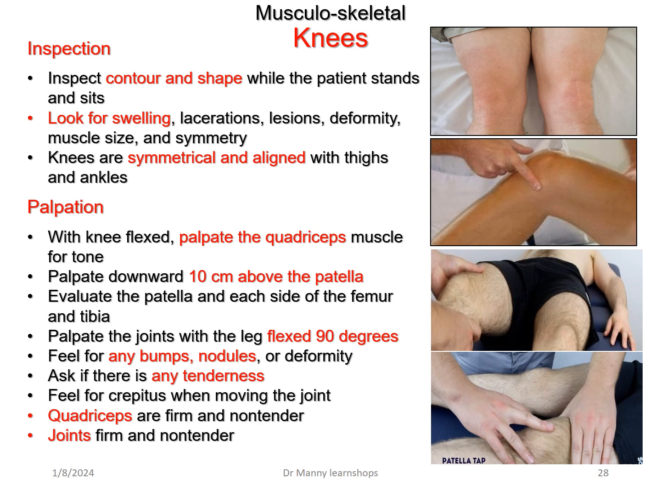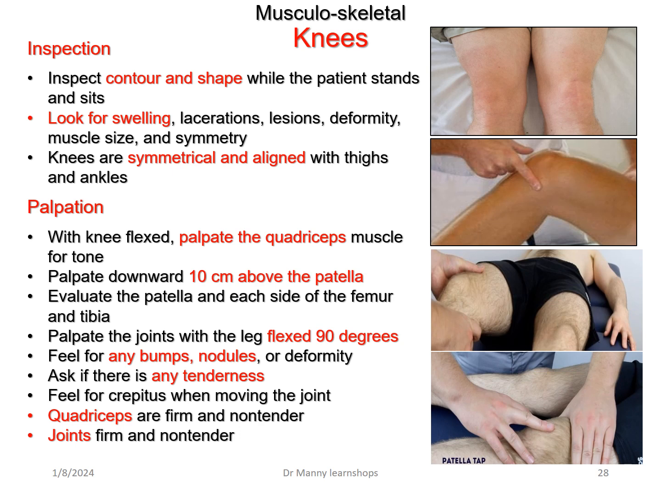With palpation, the knees are flexed. You palpate the quadriceps for muscle tone. You palpate downwards towards the patella. You evaluate the patella and each side of the femur and the tibia.